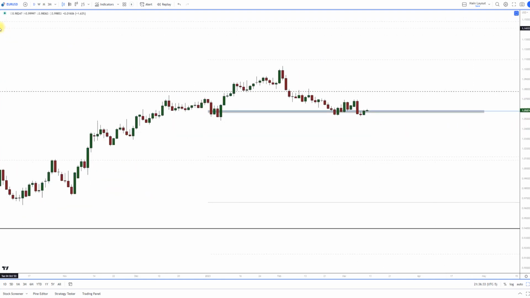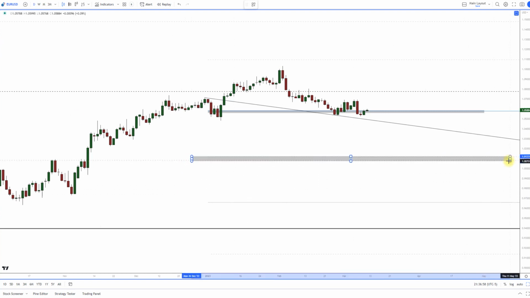But what I do want to see is a move below this trend line again. I'm going to take this high to this low, which is an obvious support. And if we start crushing below this and start trading below this level here, I'll look for shorts, and then look for the next median zone right here. This is what I would look for.